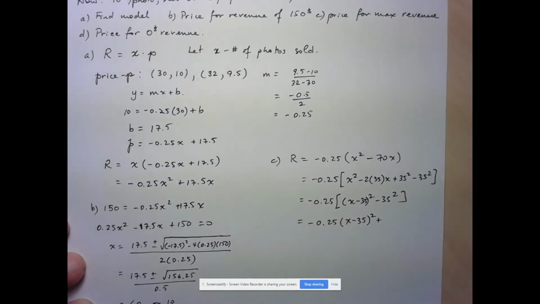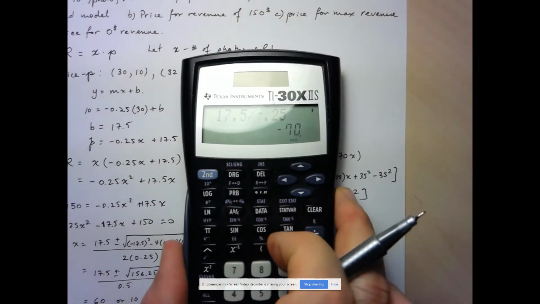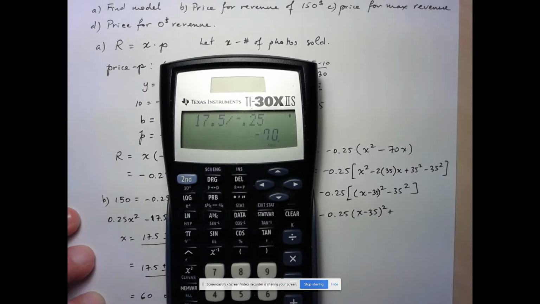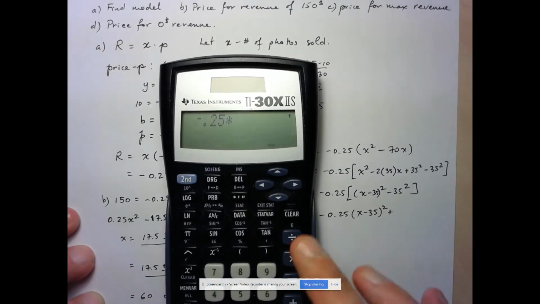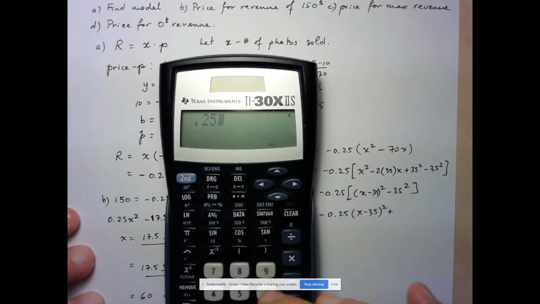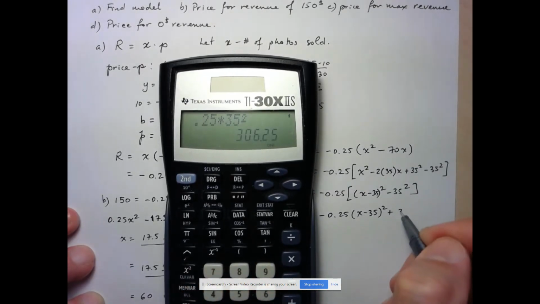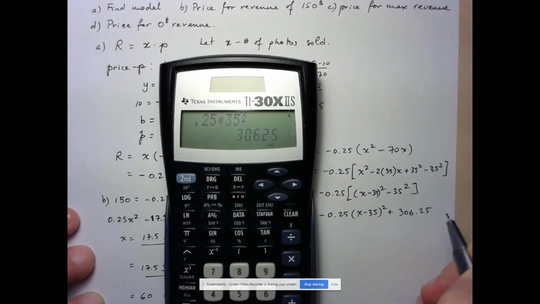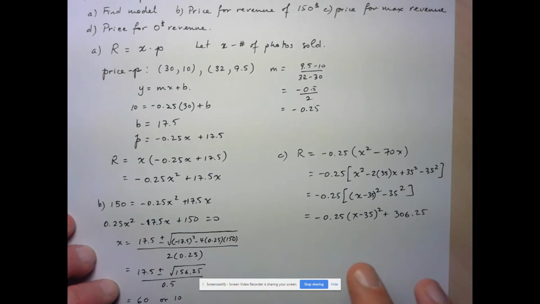Okay, and I'm going to be left with some addition here. So what do I have? I've got negative 0.25 times, I'll just do the 0.25 times 35 squared, since I know that it's going to be positive, and here 306.25. Okay, so let's look at the actual question.